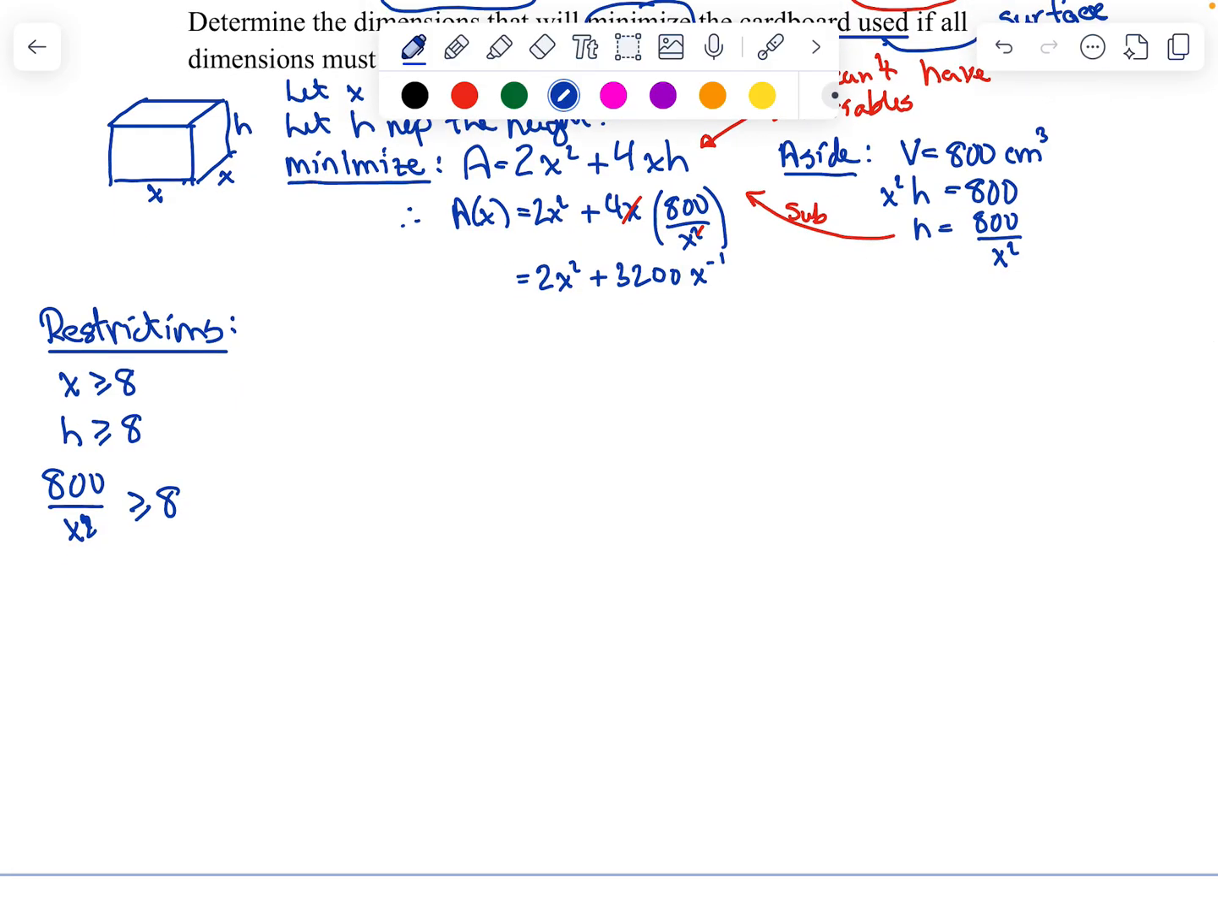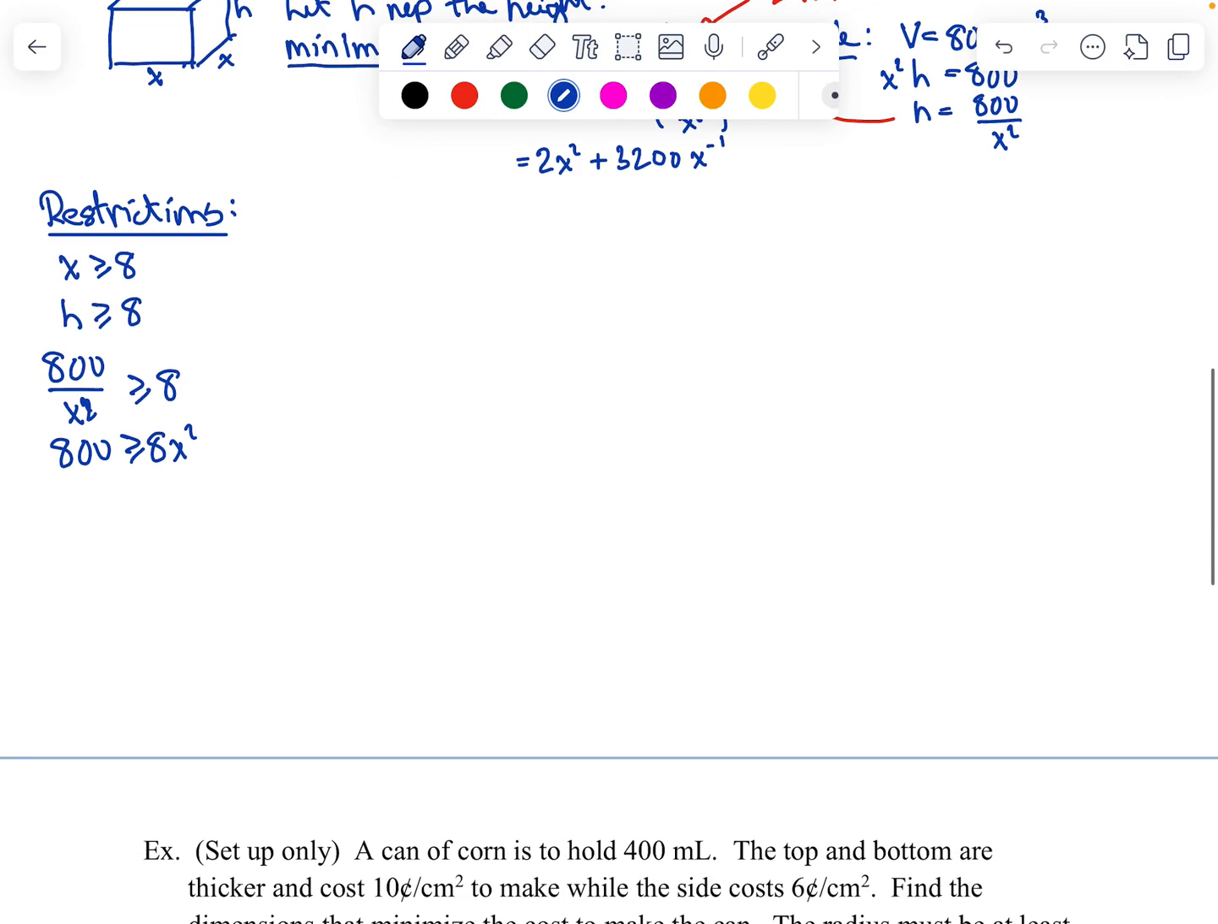If we start rearranging here, I would have 8x squared and 800. I would have x squared and 100. And now an interesting step here, I'm going to flip this around because it's easier to see how this works. I'm going to say that we have this: x squared must be less than or equal to 100.